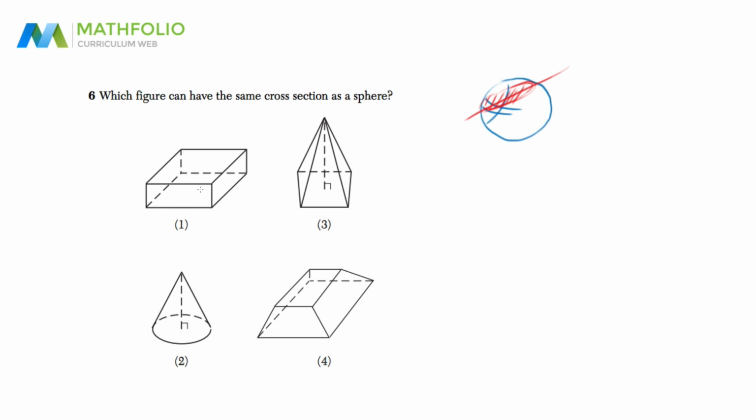So from this shape we can't get a circle, from this one we can't, from this one we can't, but we can get a circle from a cone if we cut it directly across this way. That's where we're going to see another circle. And so this is the same cross section as from the sphere above. So number 2 is the option, is the answer for question number 6.